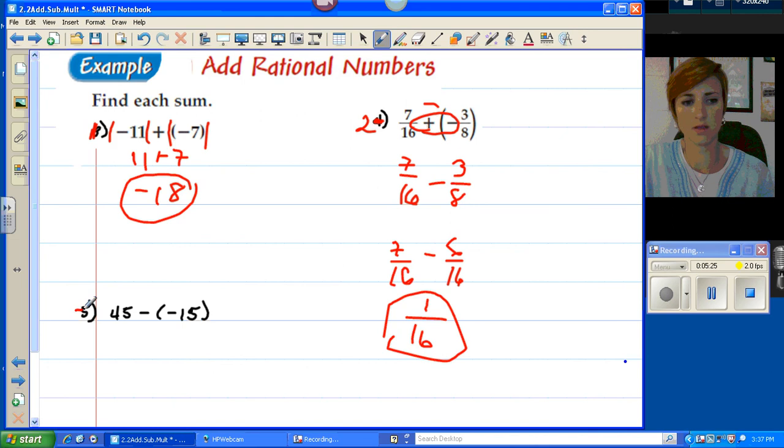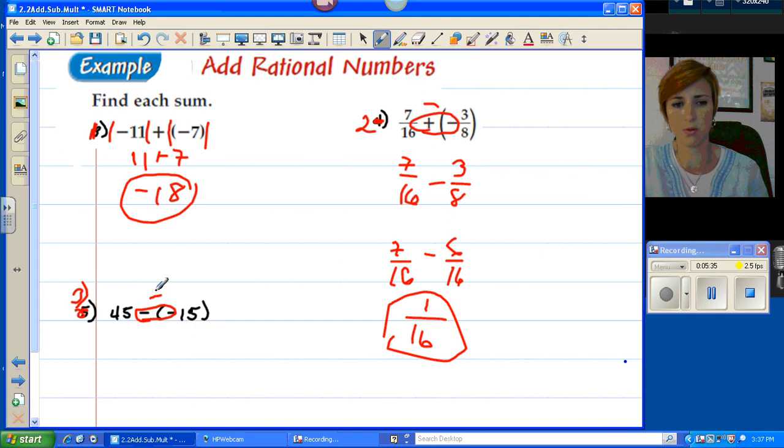All right, my very last one, number 3. It says 45 minus a negative 15. So minus a negative, we know turns to plus a positive. So it's 45 plus 15, which gives us 60. So that's adding and subtracting irrational numbers.